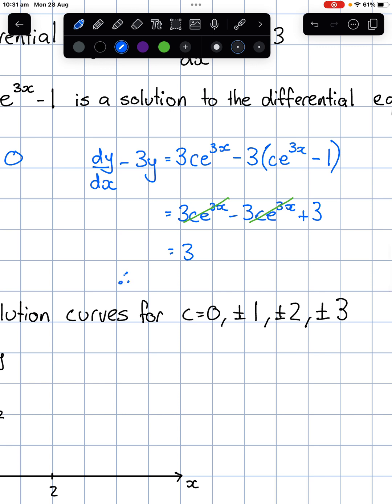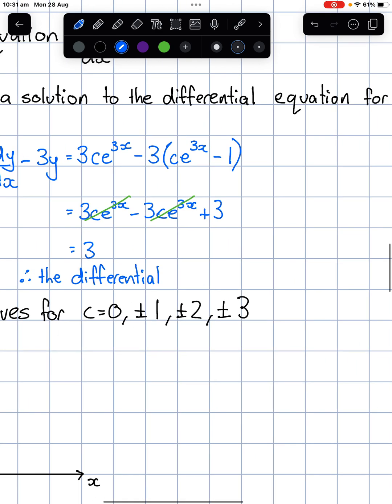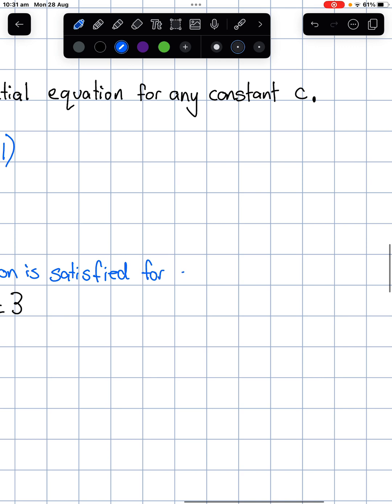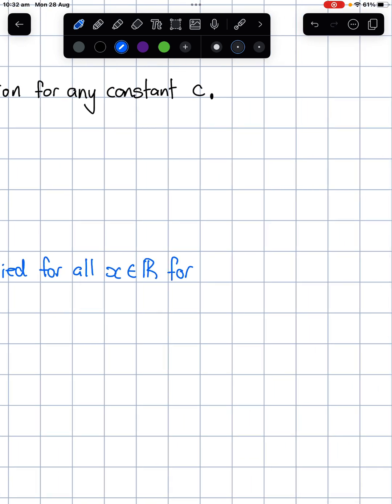Therefore, the differential equation at the top is satisfied for all x, real numbers, for any constant.